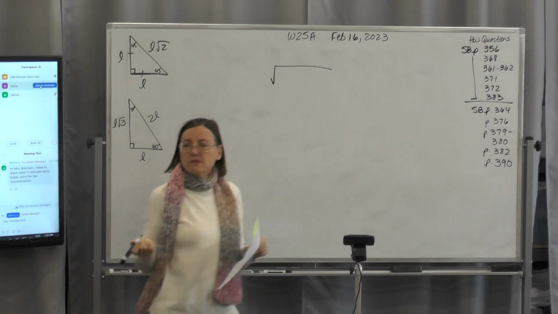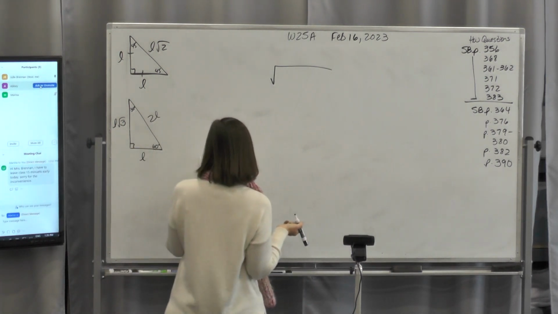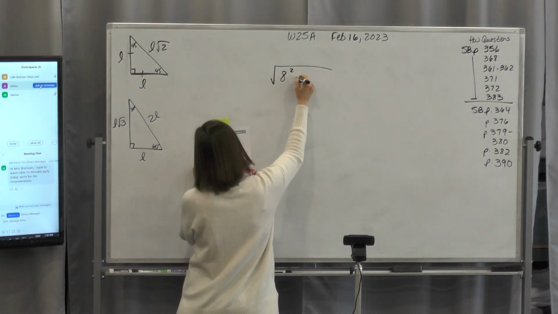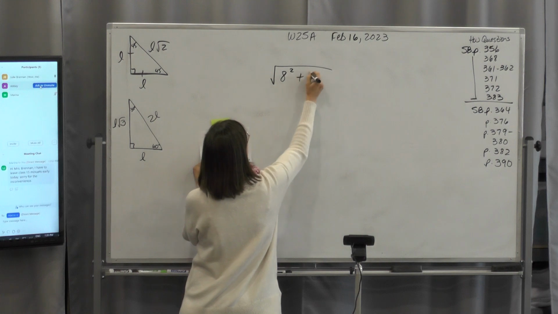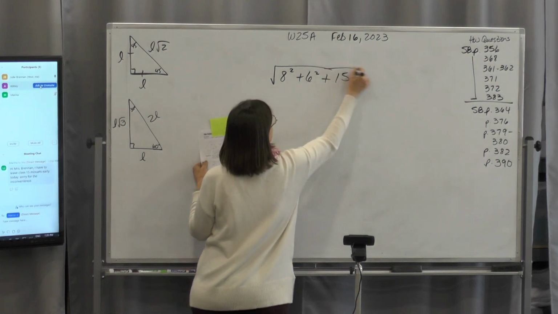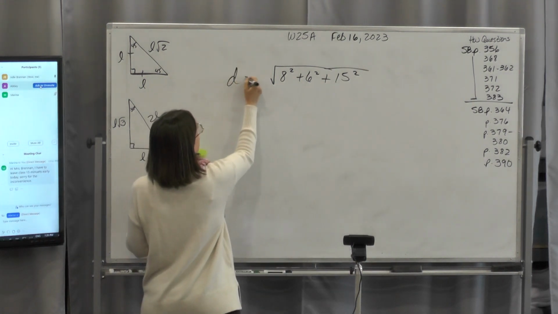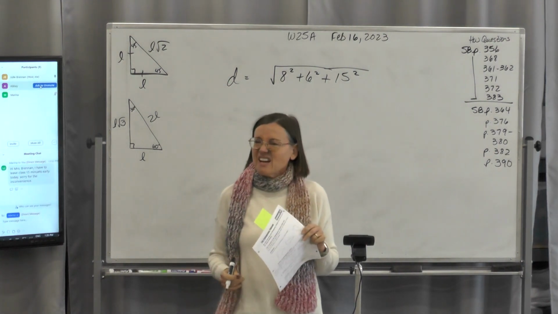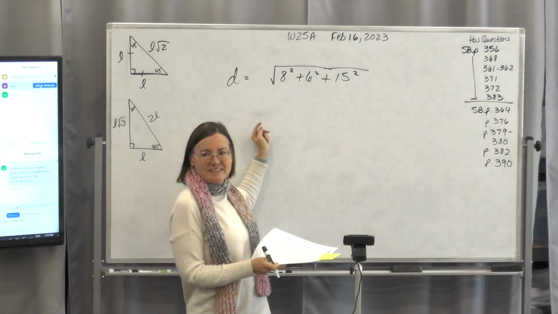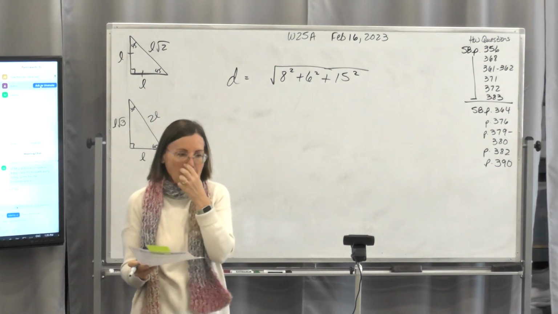Do I know all 3 dimensions of my prism? What are they? Well, I know it's an 8 by 6 by 15, right? It is that simple. The distance will equal that. I think of it like this: it's usually c in the Pythagorean theorem, and the d is like 1 dimension further, so I have 1 extra dimension in there.